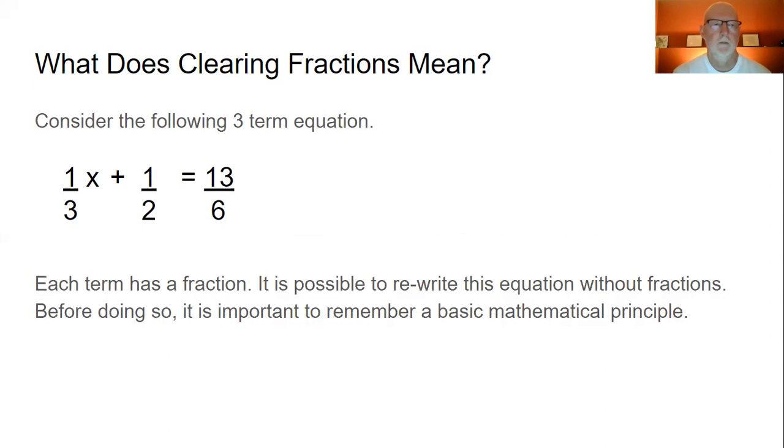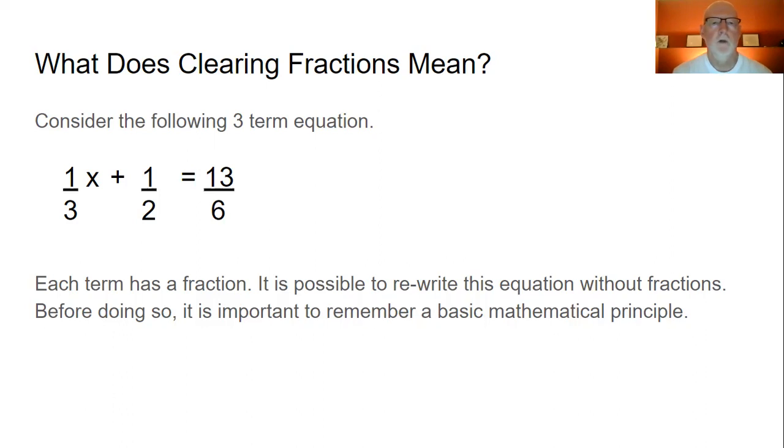1/3 x, which means 1/3 times x, plus 1/2 is equal to 13/6. Each term has a fraction. So the first term has 1/3, the second term has 1/2, the third term has 13/6. Now, it is possible to rewrite this equation without fractions.